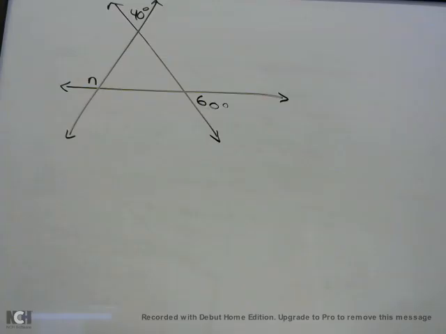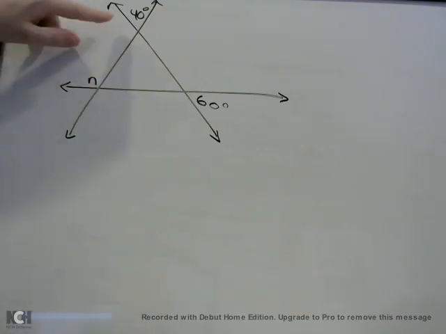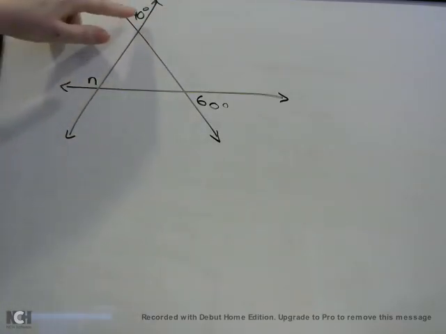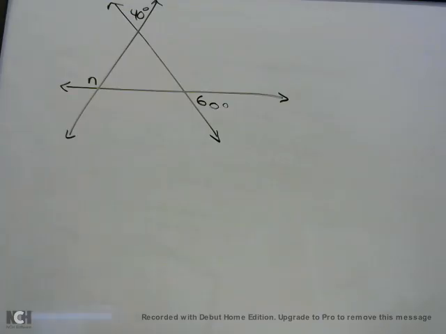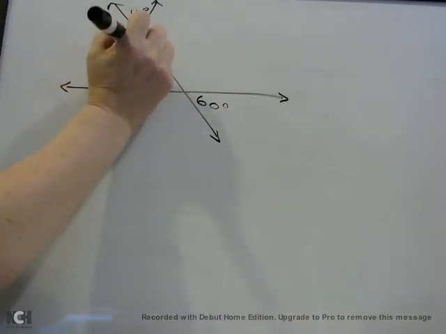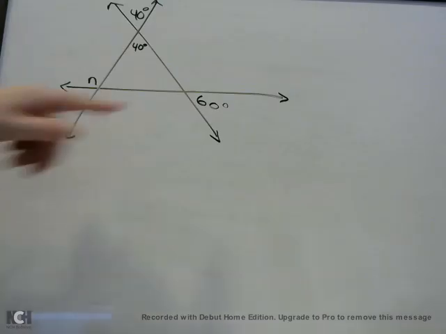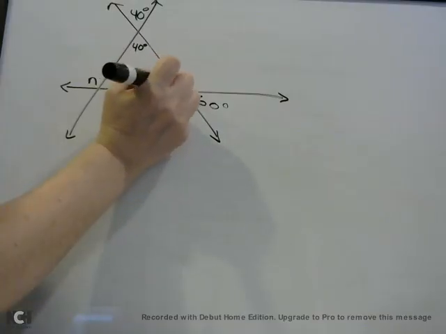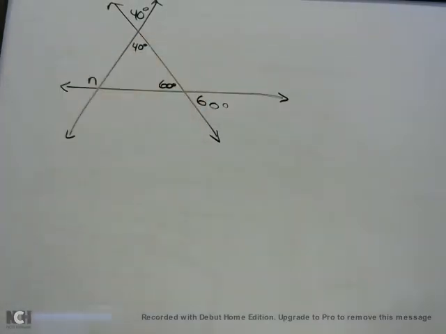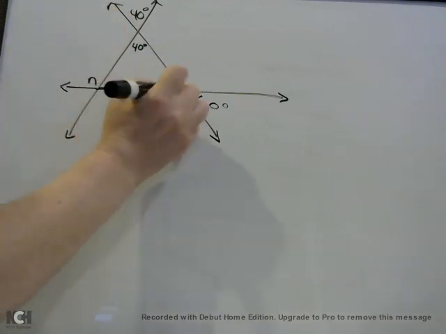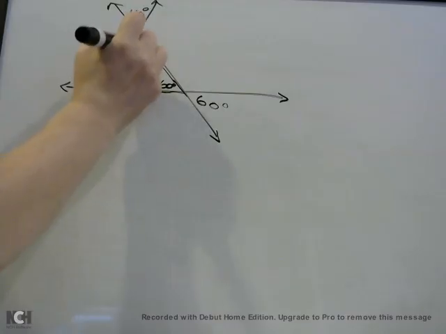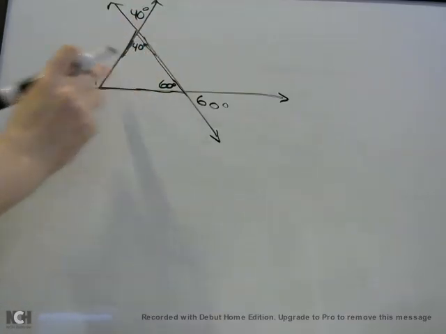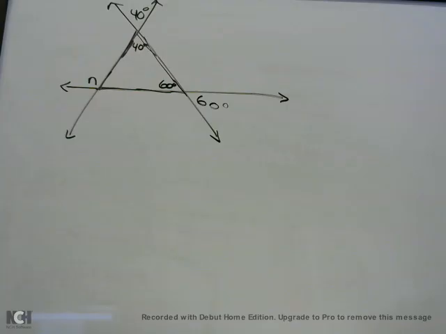So here you need to know two things. You need to know about vertical angles, and you need to know about triangles. If you remember, in vertical angles, when you have two crossing lines, the angles opposite each other are the same. So if this is 40 degrees, we know this is 40 degrees. We also know if this is 60 degrees, that this is 60 degrees. Now we can figure out what this is, because this is a triangle here, right? And we know that the angles in a triangle have to sum to 180.